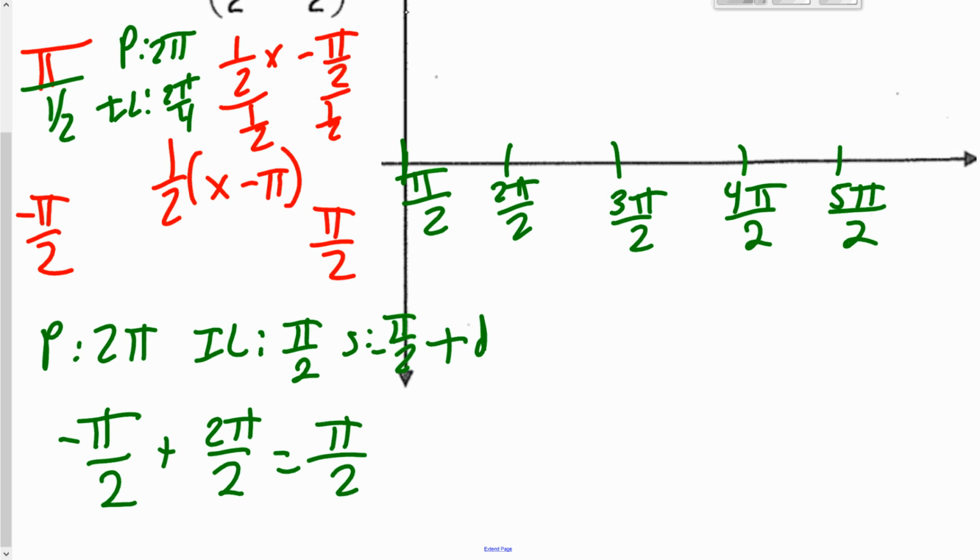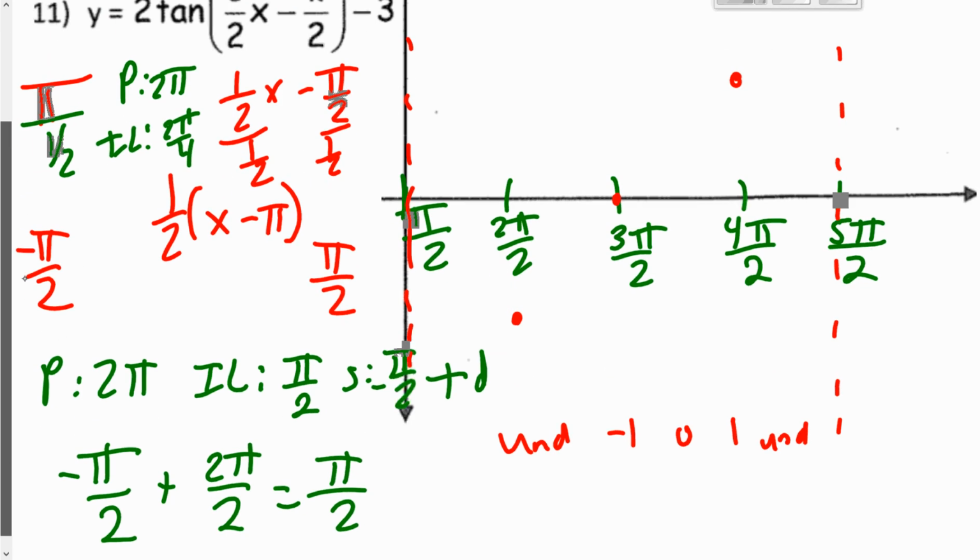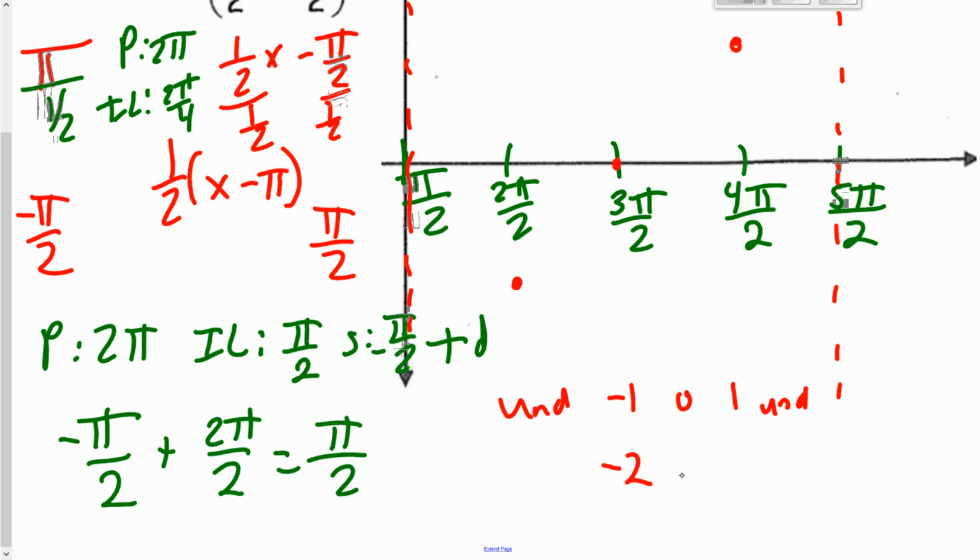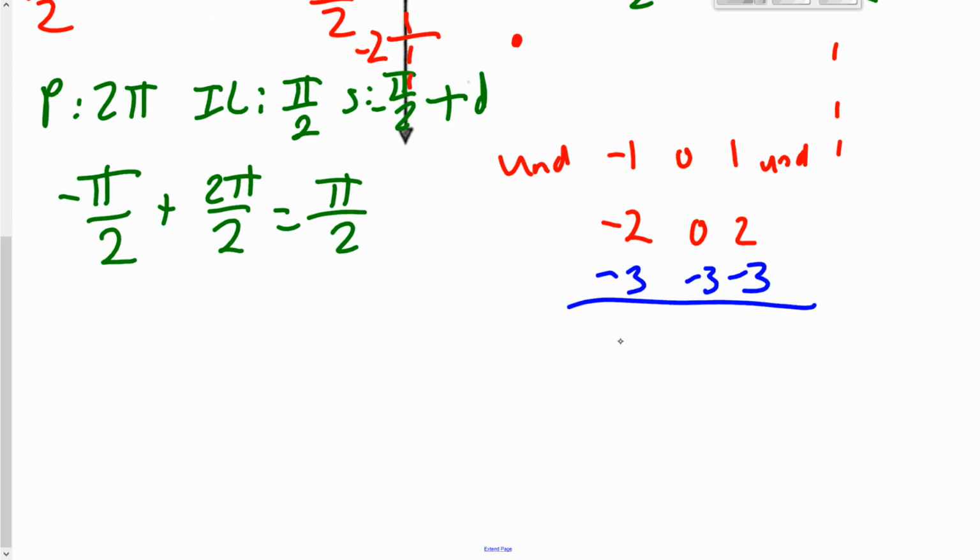Okay, so normal tangent is undefined, -1, 0, 1, undefined. Right, undefined, -1, 0, 1, undefined. That's what it normally is. And then we multiply those by our a, which is 2. So that still stays undefined. This is -2, this is 0, this is +2. And then we add our c, which is -3, so we're going to subtract 3, subtract 3, subtract 3. So that is -5, -3, -1.